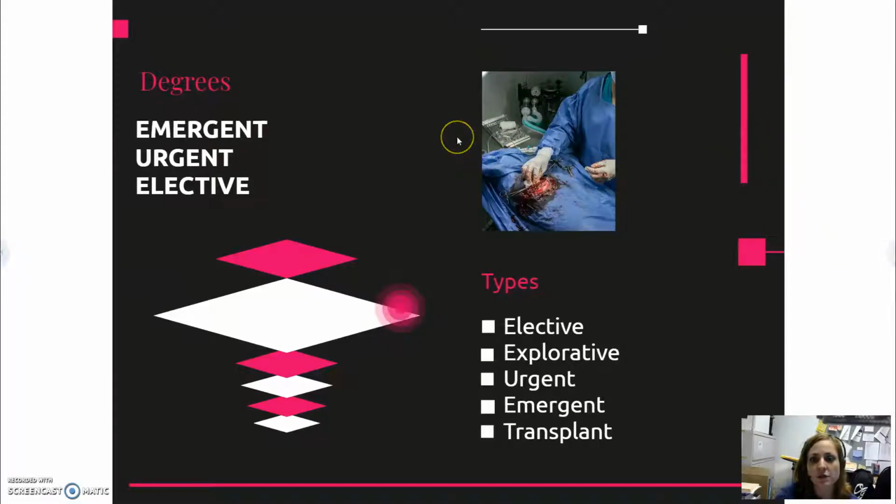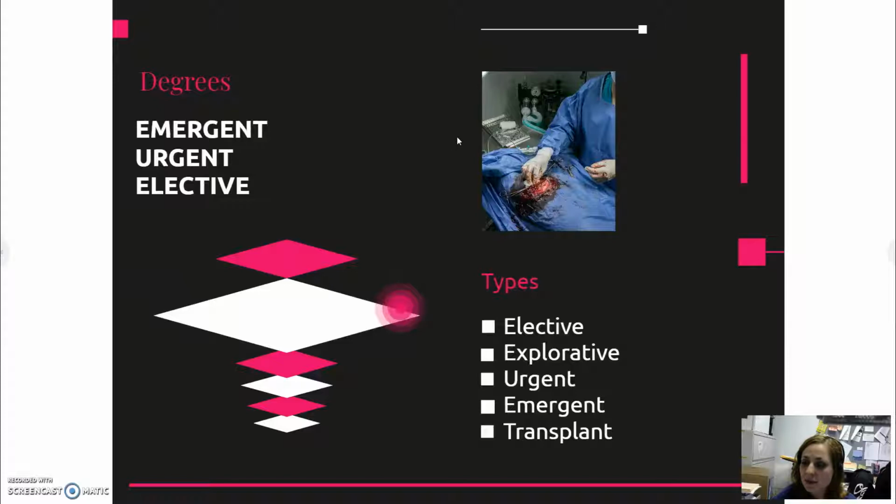So there's different degrees of surgery. Emergent surgery is obviously an emergency. It's something that has to be done immediately. So maybe something like a trauma where we have to stop bleeding before the person bleeds to death. And urgent surgery needs to be done very, very soon, but it doesn't have to be done right at this moment. So that might be something like a mastectomy for breast cancer. We don't want to sit on that for a long time, but they don't necessarily have to go to the OR stat like you see in the movies.